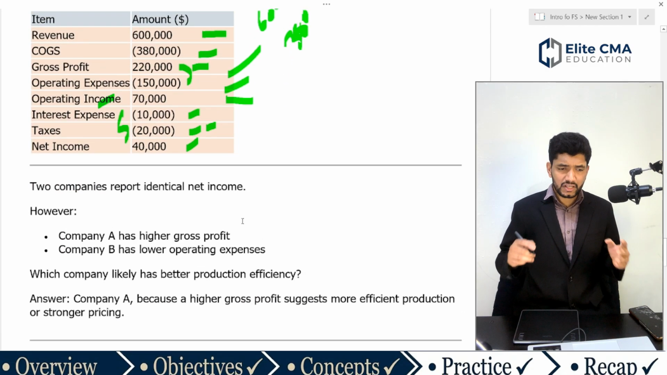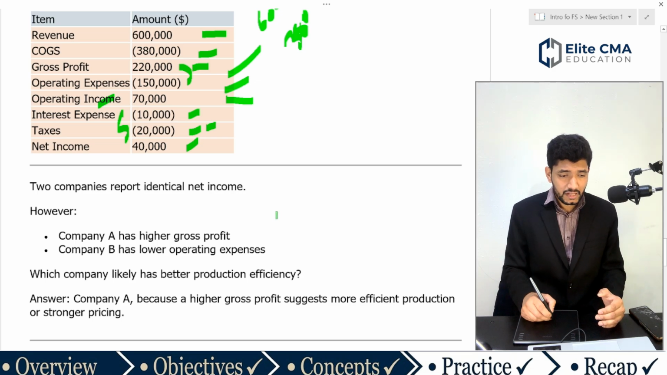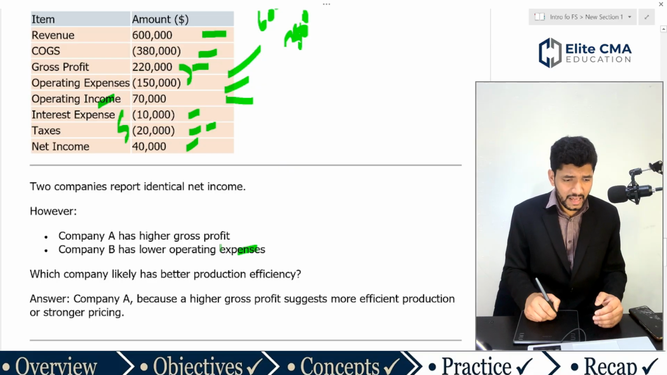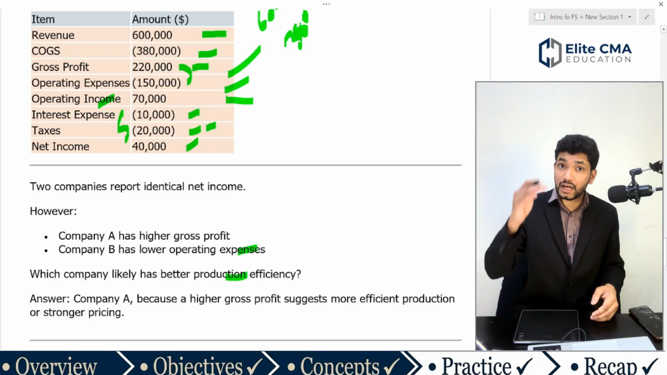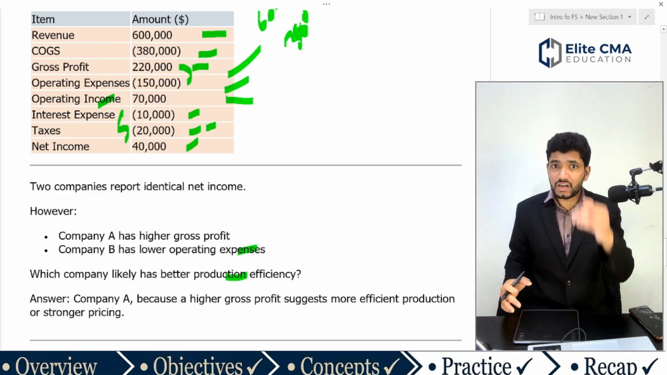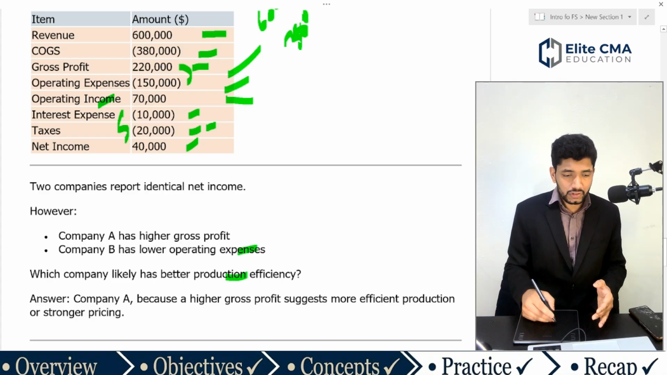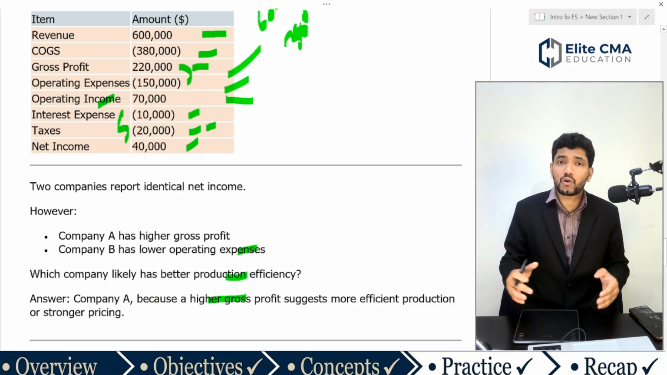Suppose two companies report identical net income. Company A has higher gross profit and company B has lower operating expenses. Which company likely has better production efficiency? When it comes to production efficiency, it is mainly related to the gross profit level. If you control the cost at the production level, it will be reflected in the gross profit, not in the operating profit. So company A, because higher gross profit suggests more efficient production or stronger pricing.